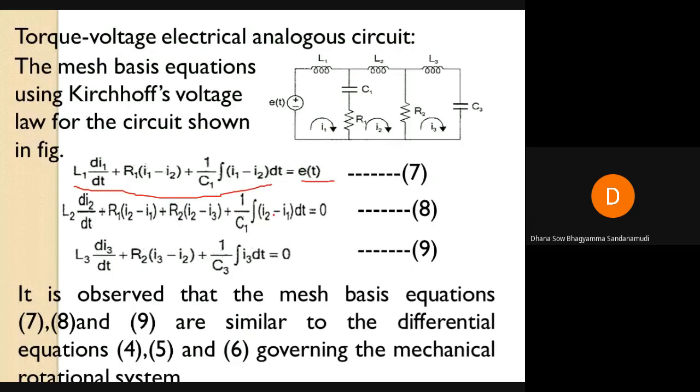Similarly, the voltage balance equation for loop 2. There is no source in loop 2: C1, R1, L2 and R. Write down the voltage across each element, equated to 0. In loop 3 also there is no voltage source. So the voltage balance equation here has C3, R2, L3, C2. Just write it down. Equate equations 7, 3, 8 with equations 4, 5, 6. Both sets of equations will be similar.